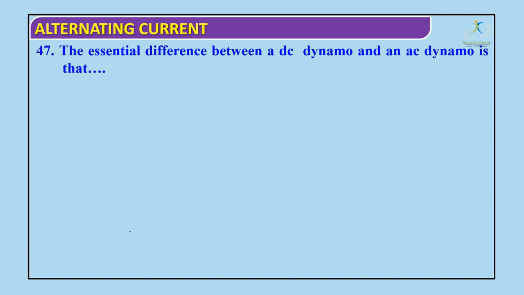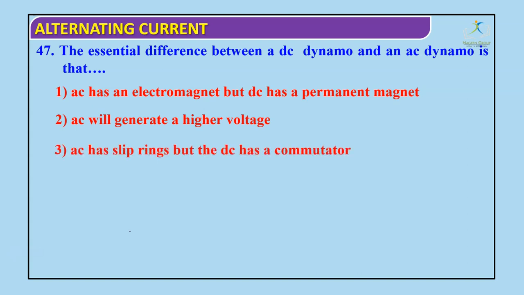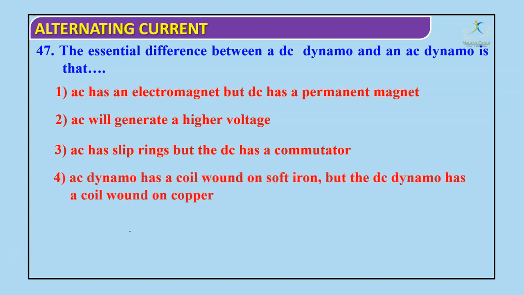47th question is, the essential difference between the DC dynamo and AC dynamo is that AC has an electromagnet but DC has a permanent magnet. AC will generate a higher voltage. AC has slip rings, but the DC has a commutator. AC dynamo has a coil wound on soft iron, but DC dynamo has a coil wound on copper. The correct answer for this question is AC has slip rings, but DC has a commutator.